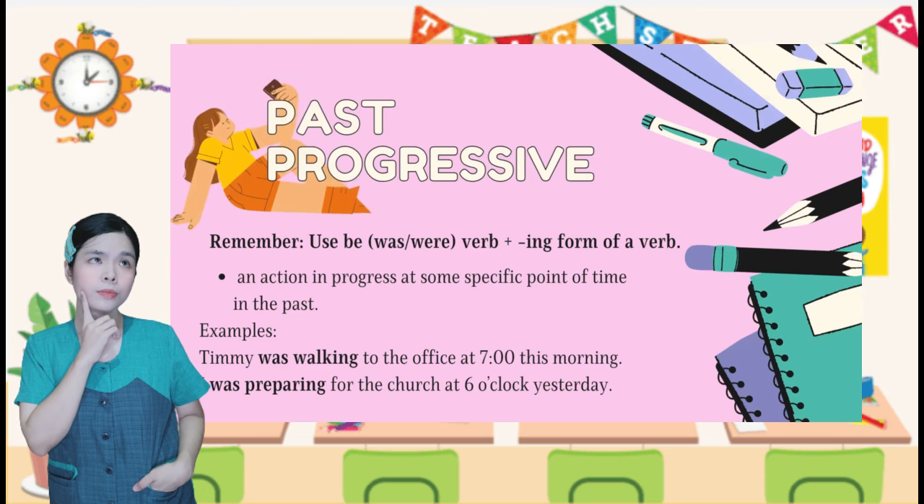For example, again, in past progressive aspect, an action in progress at some specific point of time in the past. So for examples, we have here Timmy was walking. Since Timmy is a singular subject, we're going to use was, and then the ing form of a verb. So Timmy was walking to the office at 7 this morning. And then I was preparing for the church at 6 o'clock yesterday.